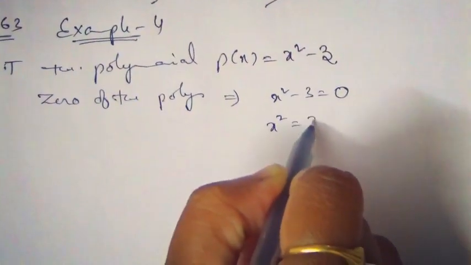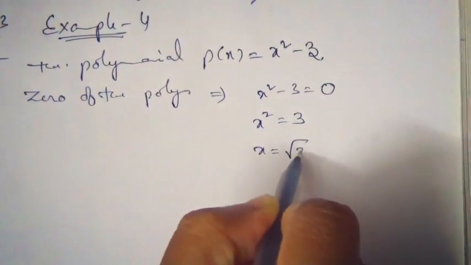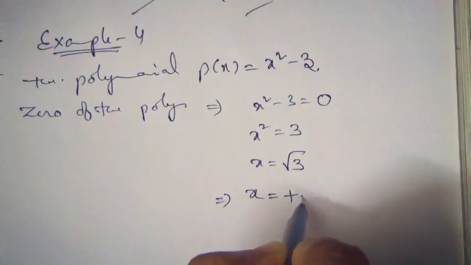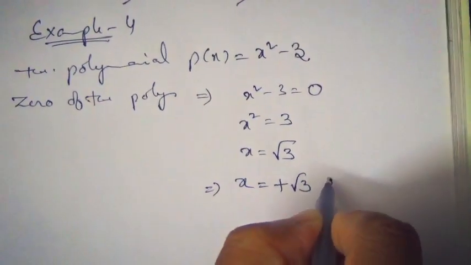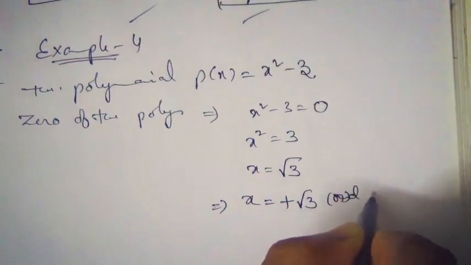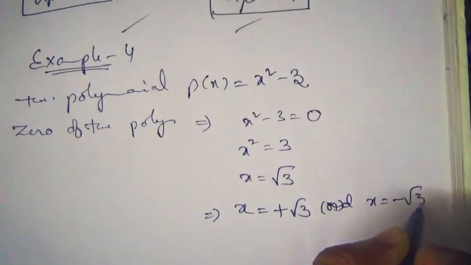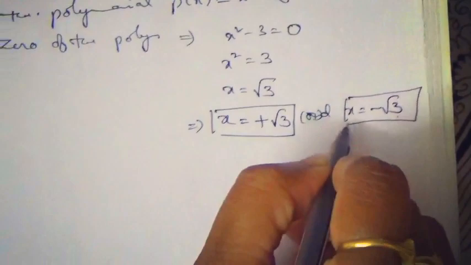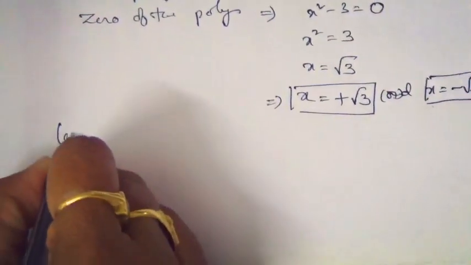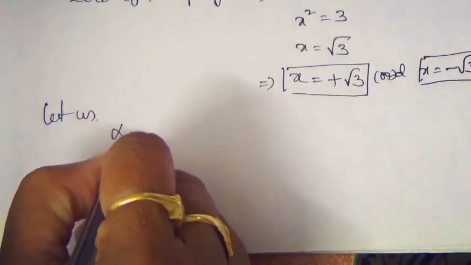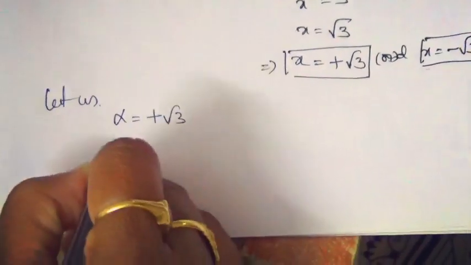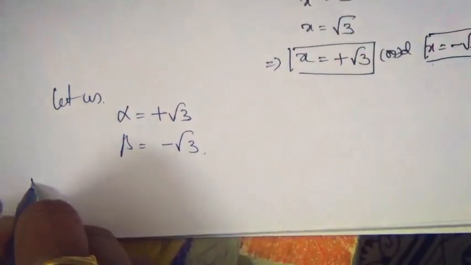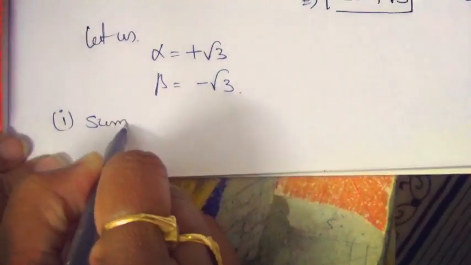x square is equal to 3. x is equal to square root of 3. But already we know that x is equal to plus root 3 and x is equal to minus root 3. Here we have two values. Let us take alpha is equal to plus root 3, beta is equal to minus root 3. What are the relationships? The first one is the sum of the zeros.